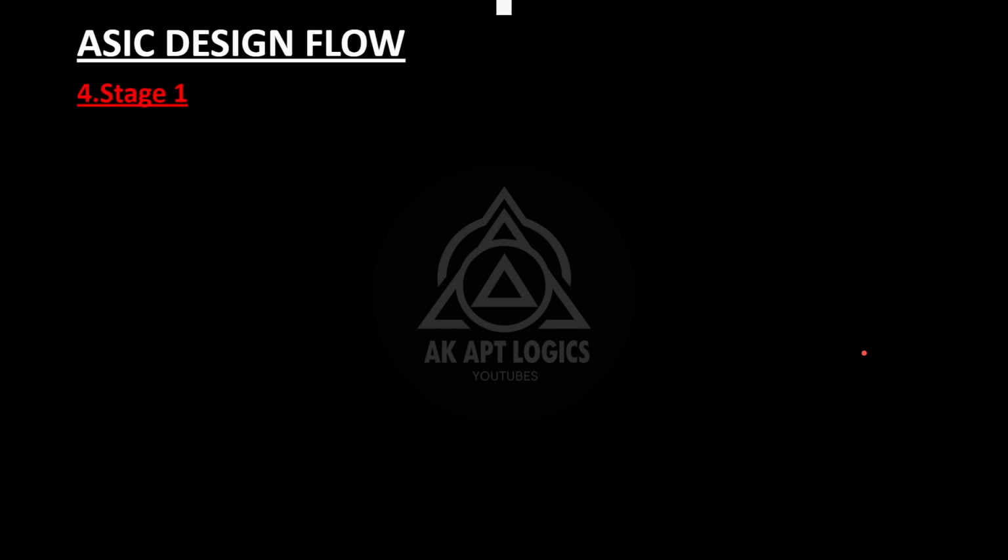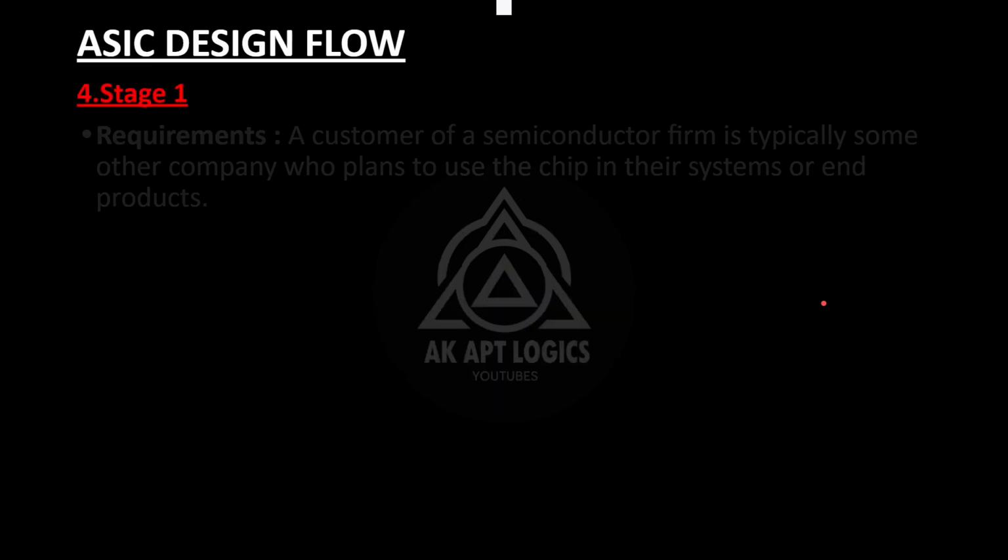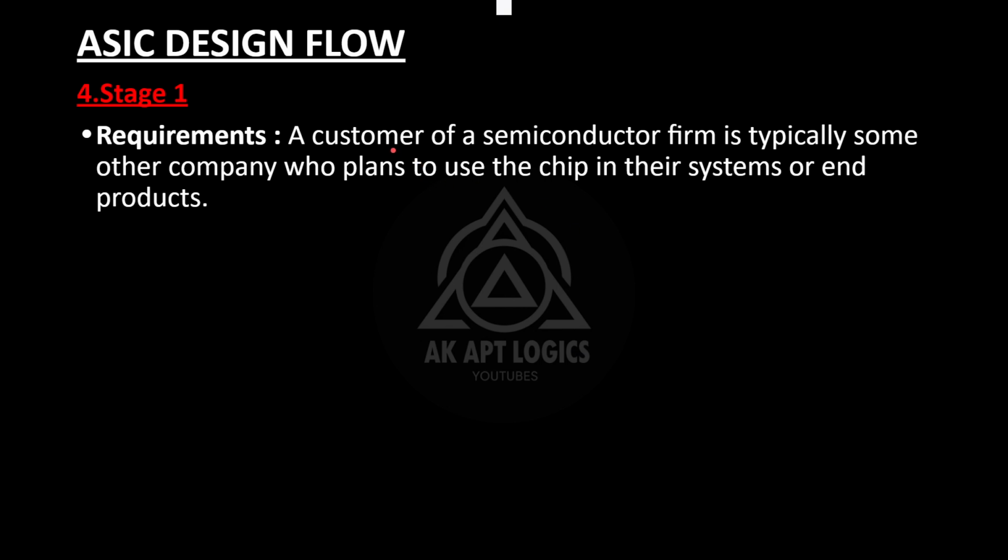So requirement, right? It means collecting requirements. Let us discuss each one of them in detail, all these three things. Collecting requirements, stage one. A customer of a semiconductor firm is typically some other company who plans to use the chip in their systems or end products. It means the clients who give us the specifications are from some other semiconductor firm or company, who plans to use our chip.